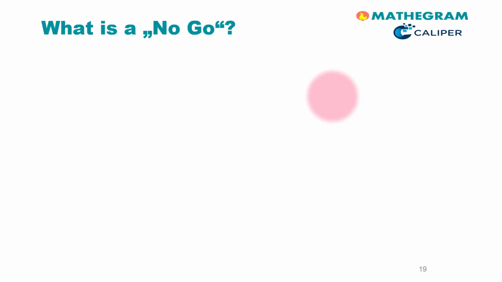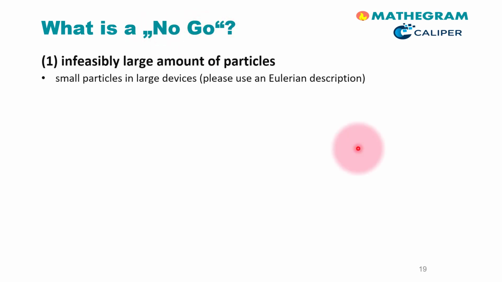Before we finish our section on the strategy how to perform coupled CFD-DEM simulations, I would like to highlight two situations in which such simulations do not make sense. These are the CFD-DEM no-goes. First, these are situations in which an infeasibly large amount of particles would be in the simulation.